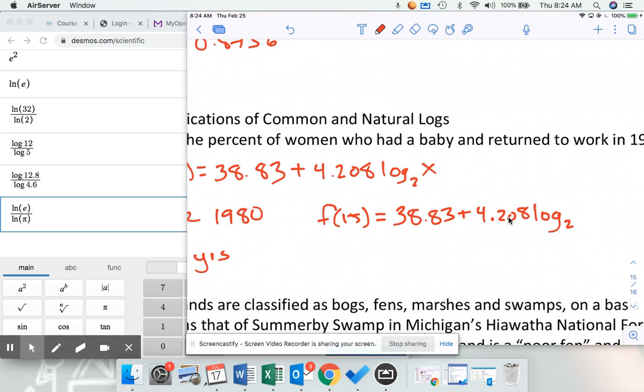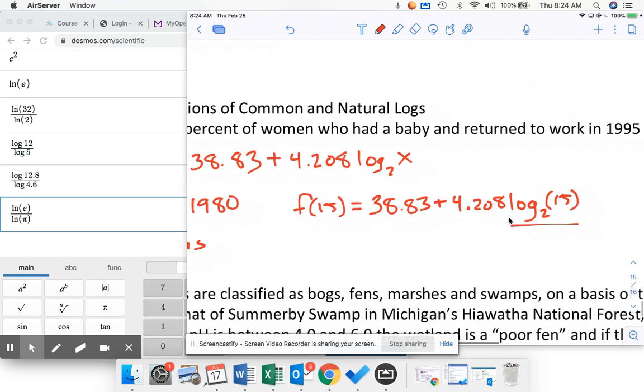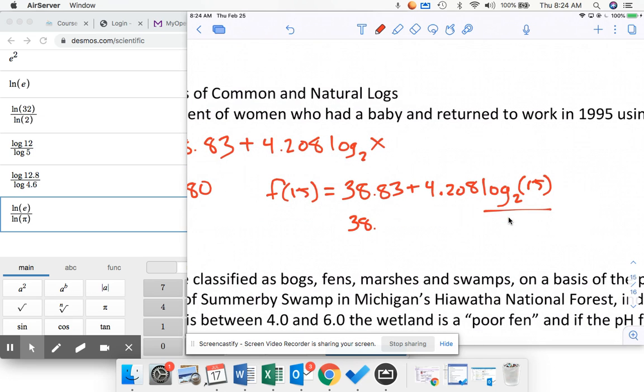Log base 2 of 15. The only thing I might worry about is this guy right here. I don't think it has a button in the calculator, so I'm going to have to do a change of base formula here. I might do it on the fly as I'm punching numbers in, but for the notes, we should probably convert this to ln of 15 over ln of 2. And we'll just say, okay, we changed that.